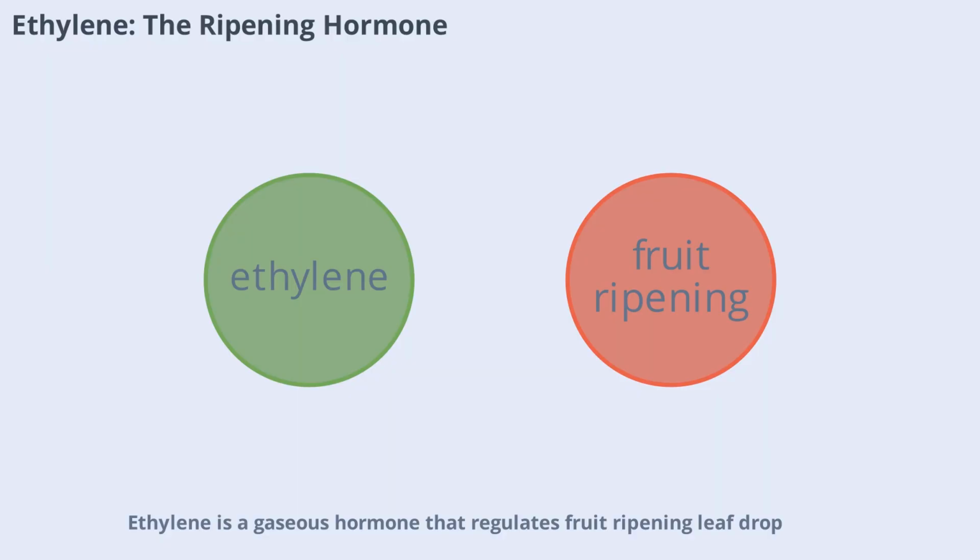Ethylene is a gaseous hormone that regulates fruit ripening, leaf drop, and responses to injury. It's responsible for the softening and color changes in ripening fruit. Ethylene also helps plants adapt to mechanical stress such as wind or touch by modifying growth patterns.